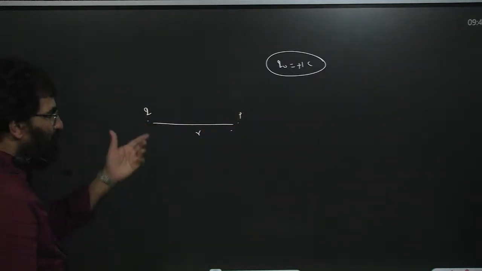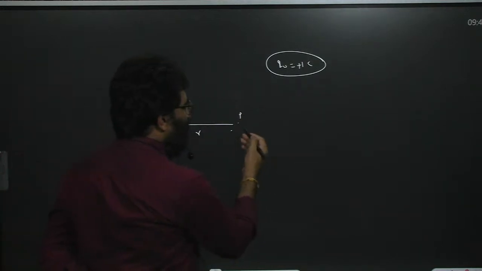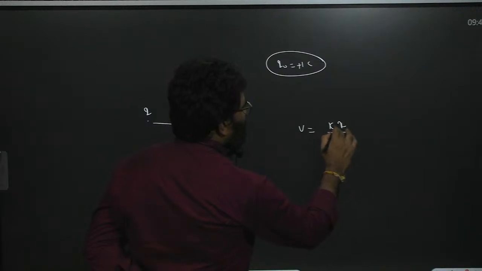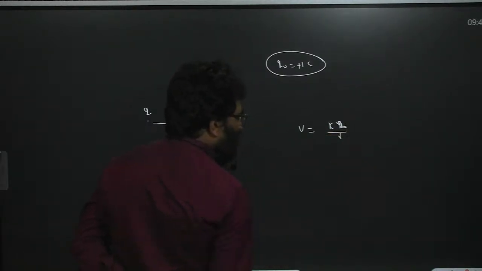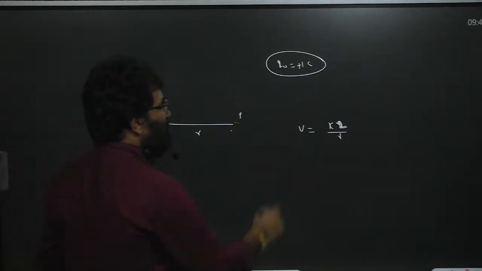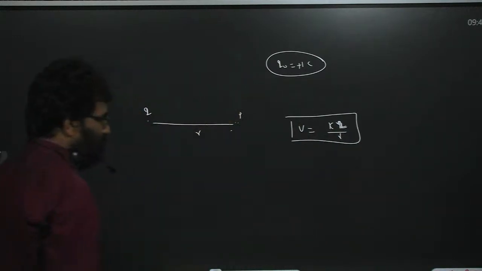per unit charge is nothing but work done per unit charge, which is nothing but potential. That potential is simply kq by r. Write down this one: simply kq by r. If it is a positive charge, keep the plus sign. For a negative charge, minus q. Potential at any point is a scalar, kq by r.